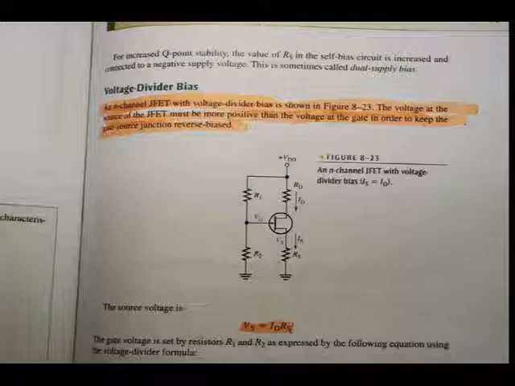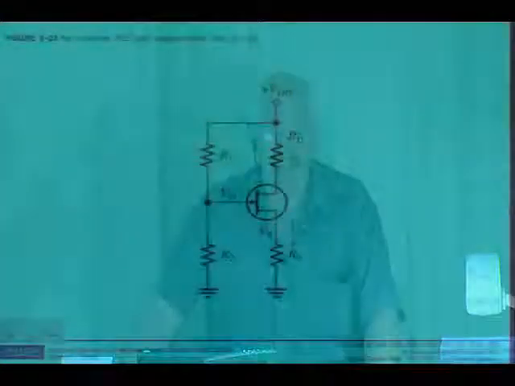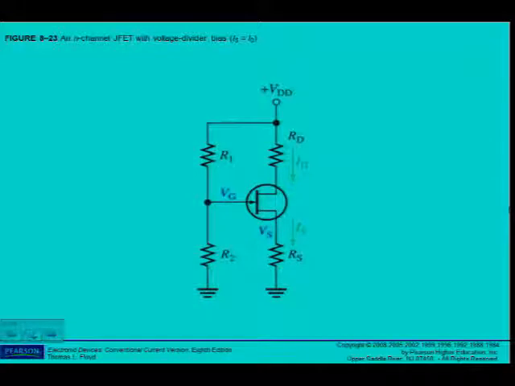This circuit should look familiar to you. We have discussed the BJT extensively using the voltage divider bias as well. Here you can see I've got my voltage divider using R1 and R2, and of course still this junction between the gate and the source should be reverse biased.